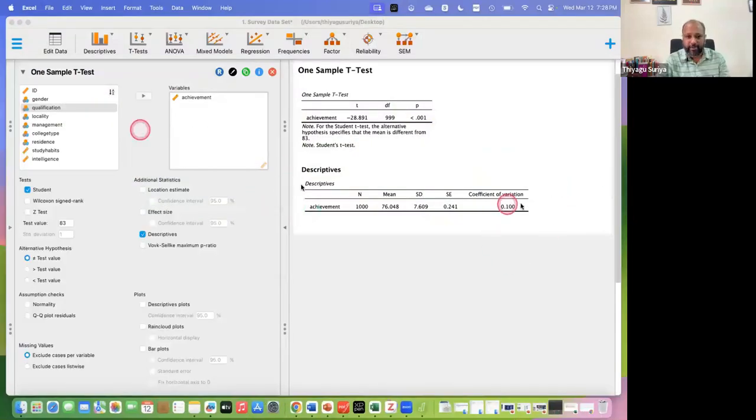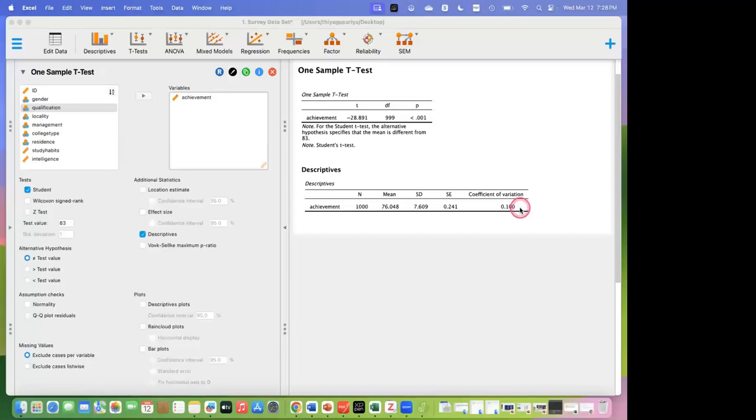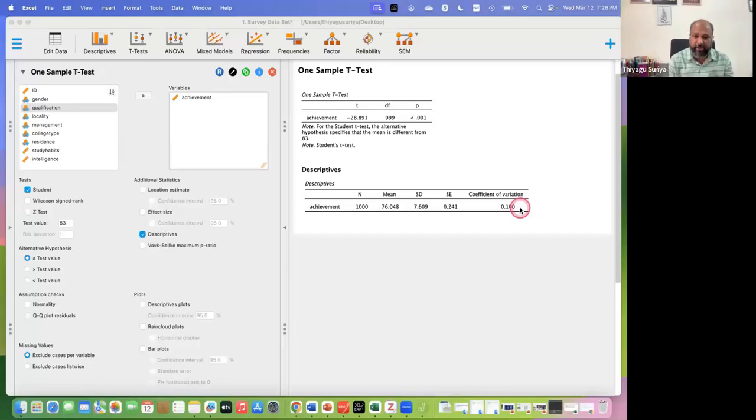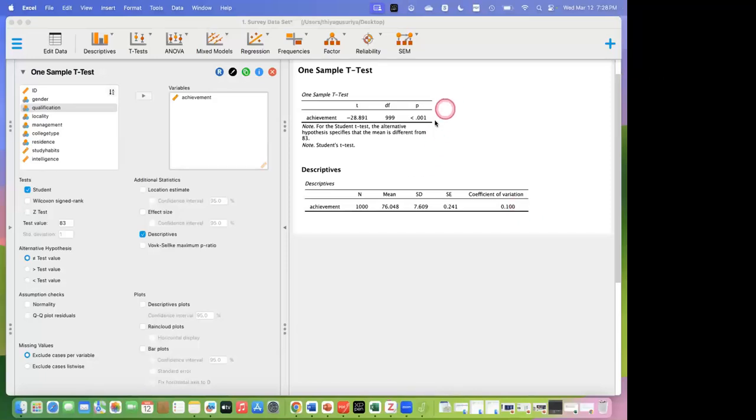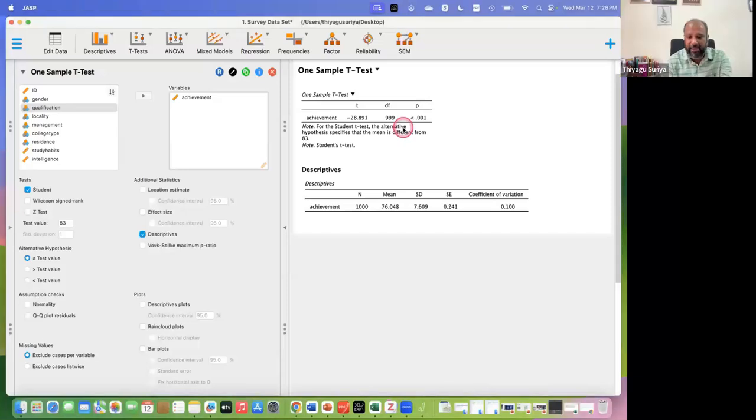So now, according to this, kindly tell me whether it's significant or not. According to our p-value, whether that value is significant or not. Tell me. Please check the p-value. What is the p-value? Don't look at the t-value. I'm talking about the p-value, which is less than 0.01.